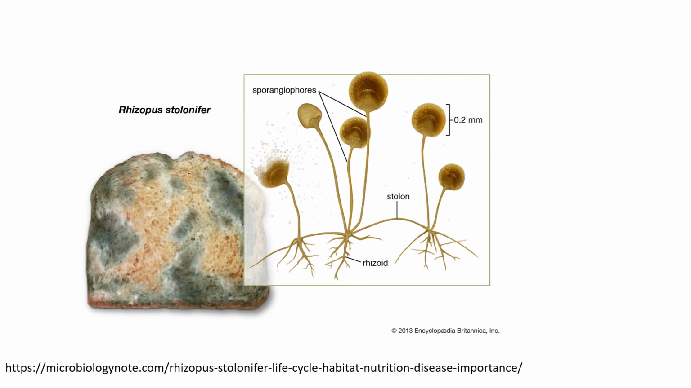Okay. And for example, aside from Mucor, we have Rhizopus stolonifer, also called bread mold. Rhizopus stolonifer is also common, like the mold found on strawberries, melon, and other fruits.